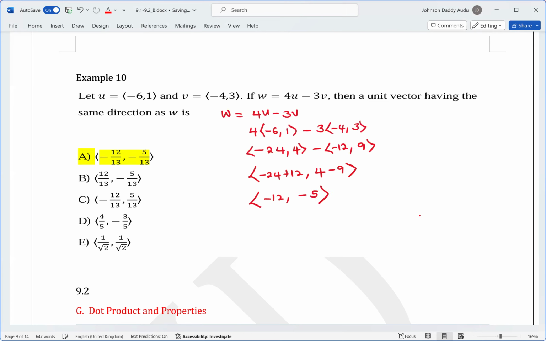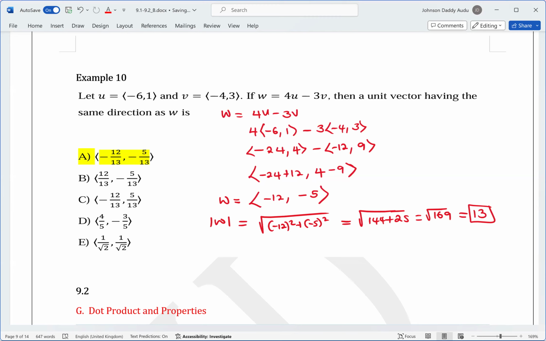Then we need to find the magnitude of W. This is W. What is the magnitude of W? It's just the square root of minus 12 squared plus minus 5 squared. And this is 144 plus 25, 169, which is equal to what? 13.